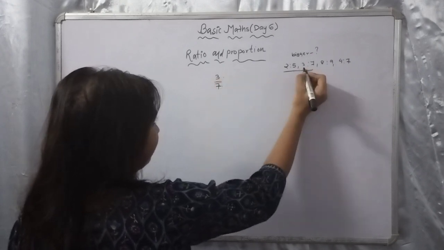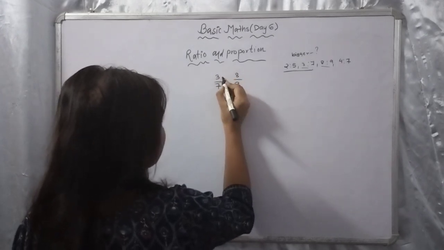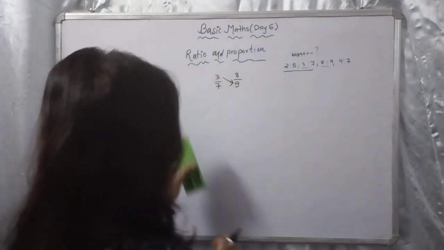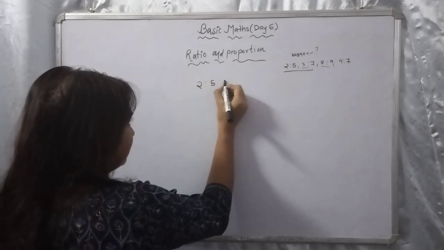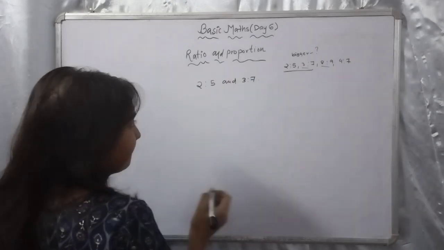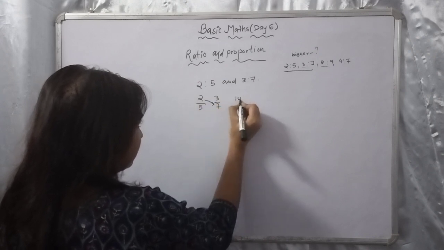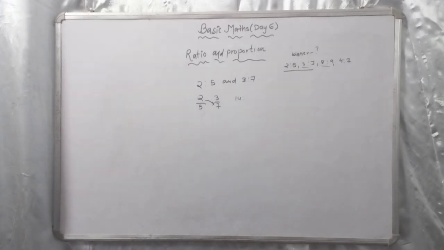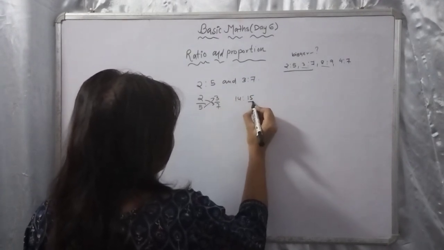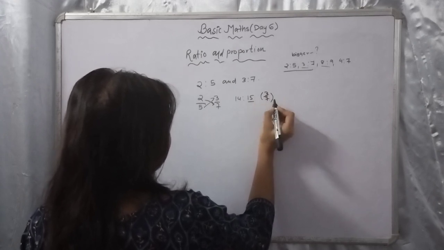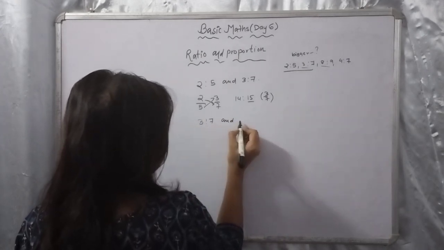So we will compare 3 by 7 and 8 by 9. Now in between these two, which one is bigger? Let me start again so that no confusion arises. First we will take 2 by 5 and 3 by 7. Now when you cross multiply, 2 sevens are 14, and 5 threes are 15. So here we can clearly see that 15 is bigger. It means 3 by 7 is bigger in between these two. But we need to find for all. So now we will take 3 by 7 and 8 by 9.